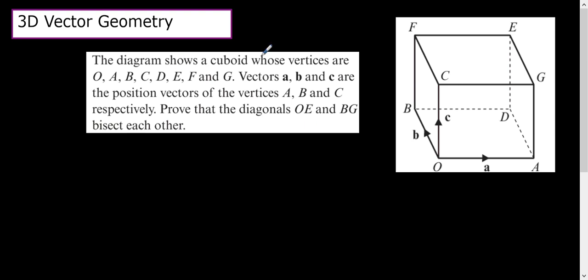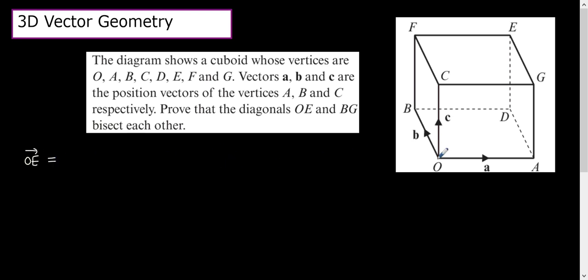So here we have this cuboid, O, A, B, C, D, E, F, G. Quite a lot of points, obviously. We've got a, b, and c vectors identified on the page, and they are the position vectors of A, B, and C. Prove that the diagonals bisect each other. So I'm going to start by describing the diagonals first.